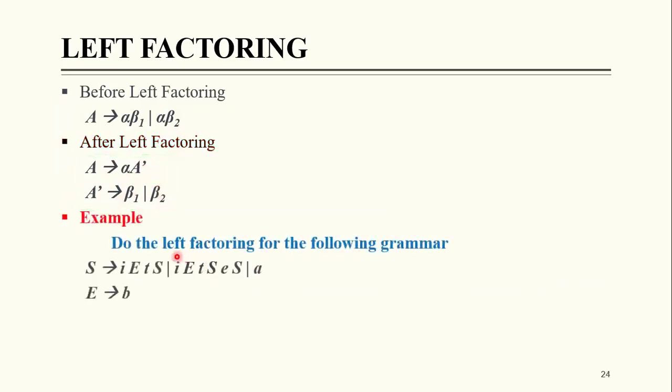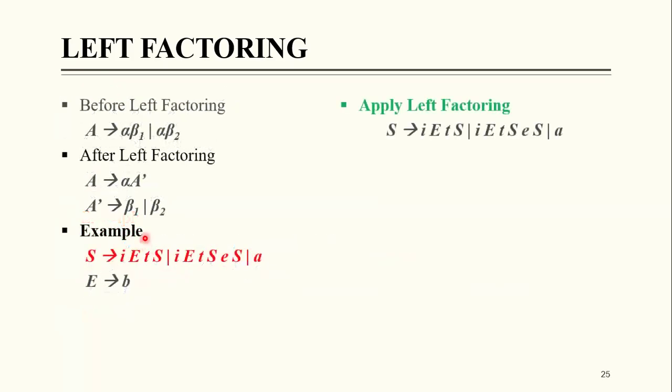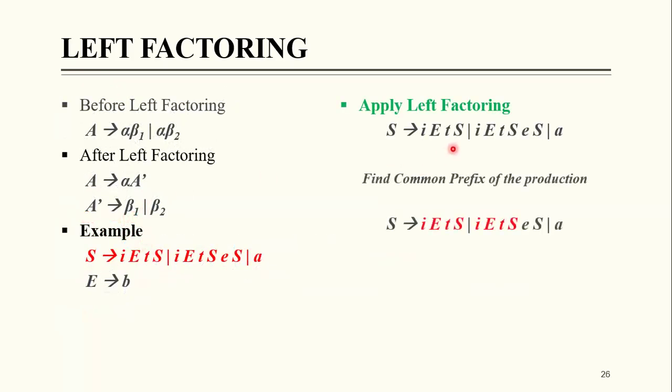Similarly, we will apply left factoring on the following grammar. The following grammar consists of two productions. The first production is S derives i E t S, or i E t S e S, or a, and E derives b. In this first production, we have the common terms i E t S here and here. So these two are common factors. So we are applying left factoring on the first production. Here i E t S and i E t S are common factors.